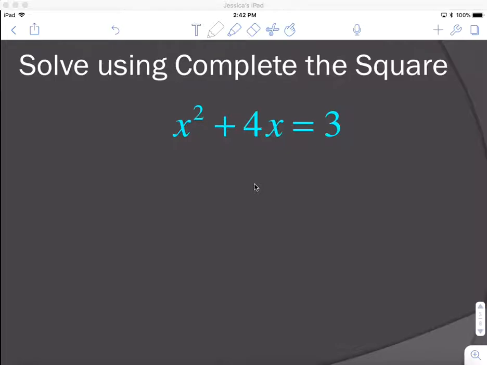On this problem, the first step has already been done for you. The 3 is already moved to the other side. So I can go ahead and rewrite this as x squared plus 4x plus blank equals 3 plus blank.